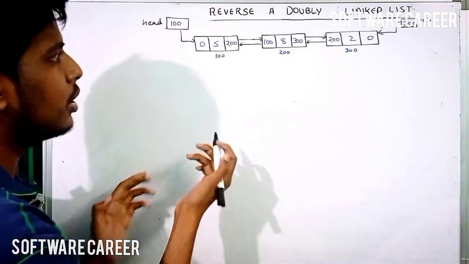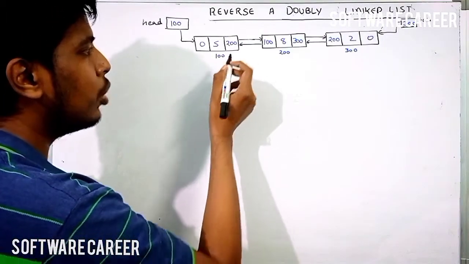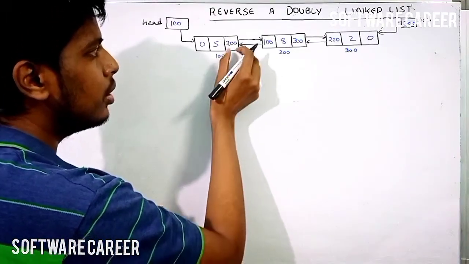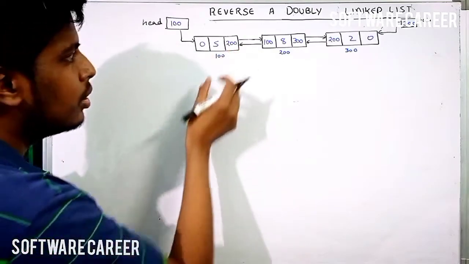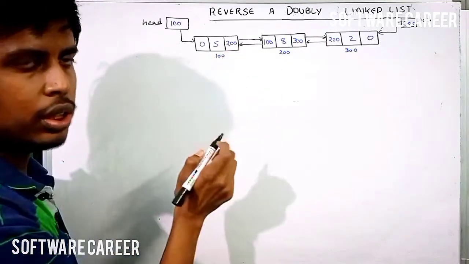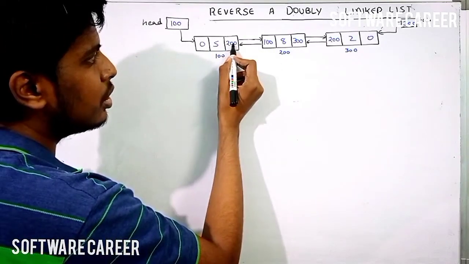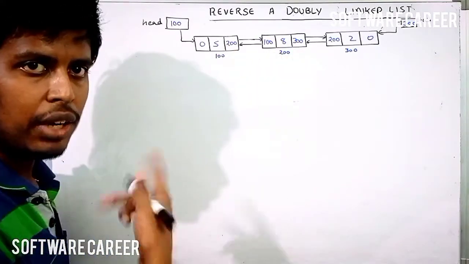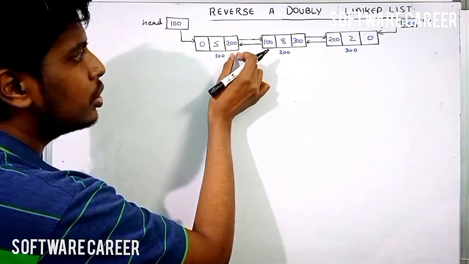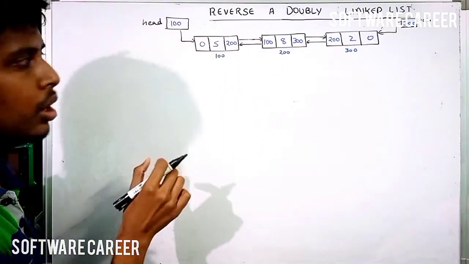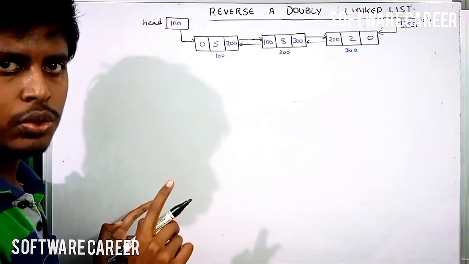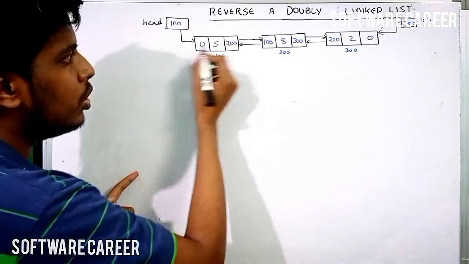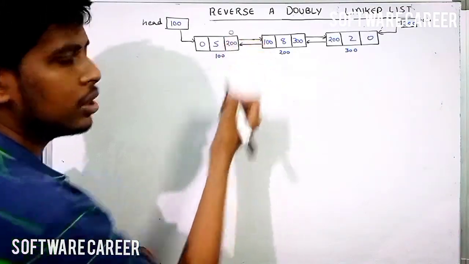So how to do that? See here. Before reversing, this is the next pointer of the first node. Before reversing, this next pointer stores the address of the next node. 200 is stored here. But after reversing, this next pointer stores the address of the previous node. Now what is the previous node? It is 0 because no node is there. So 0 is stored in the next pointer.